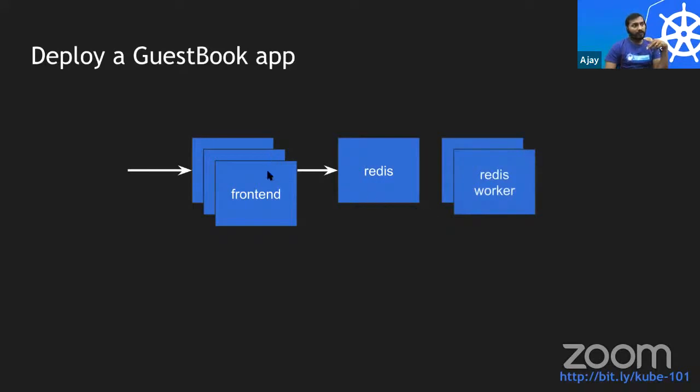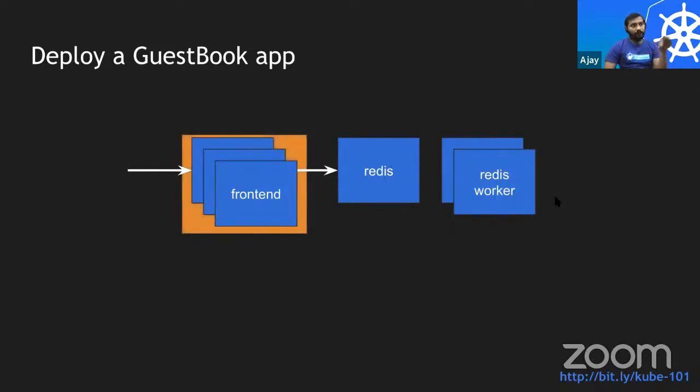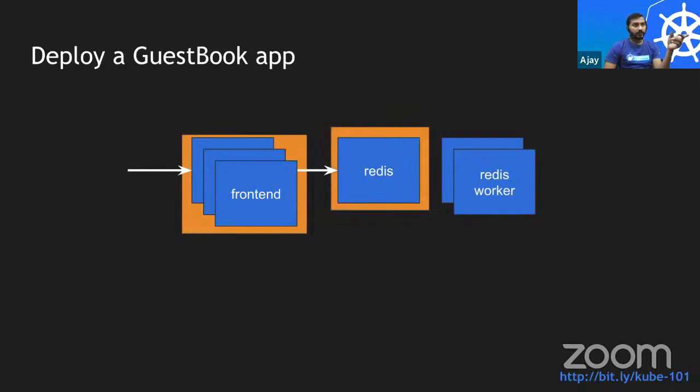So we will be having a front end with 3 instances, and the backend is going to be a Redis deployment, which has a master, and there will be multiple worker nodes. We are going to use a service to expose the front end so that we can access it externally, and also to access the Redis, we will be using a service. And this is what we are going to do in this lab. Okay, any doubts till now?